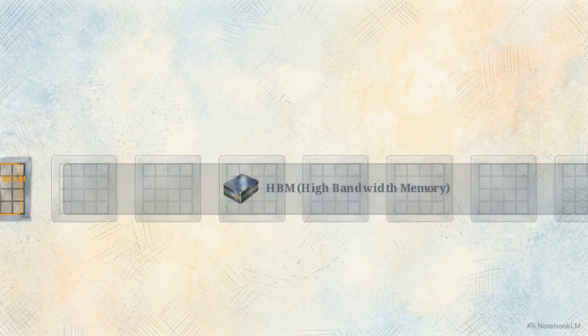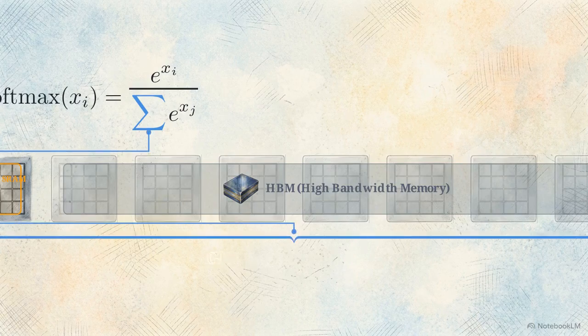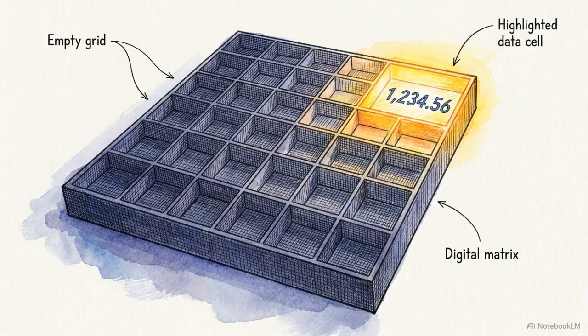But there is a strict mathematical blocker to computing attention in chunks. To calculate the softmax probability for any single token, the equation requires you to divide by the sum of the exponentials across the entire row. You cannot sum a row if you only have a single tile in memory.